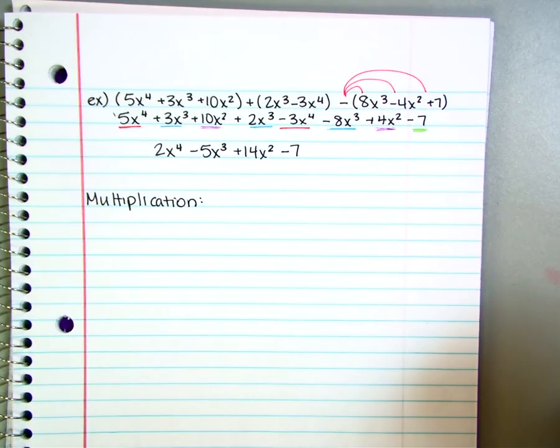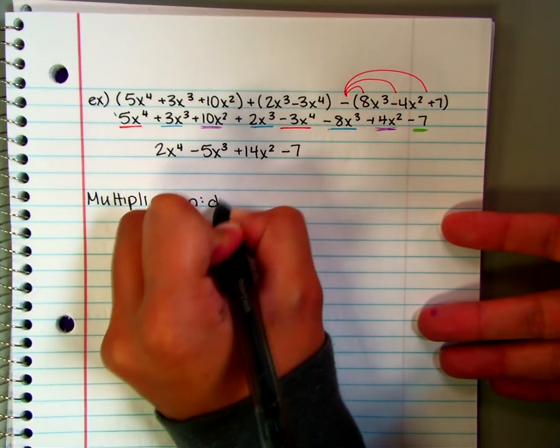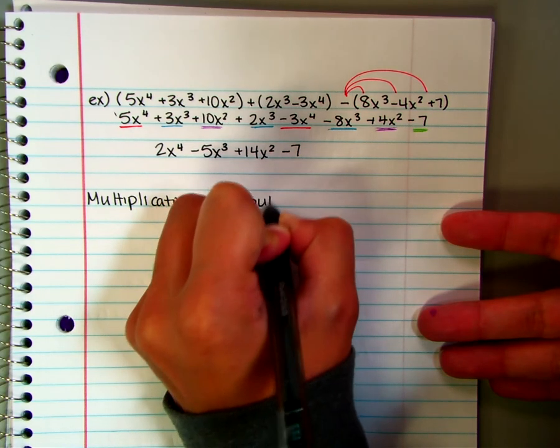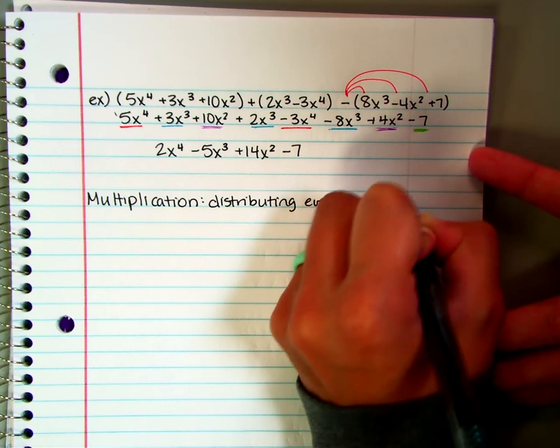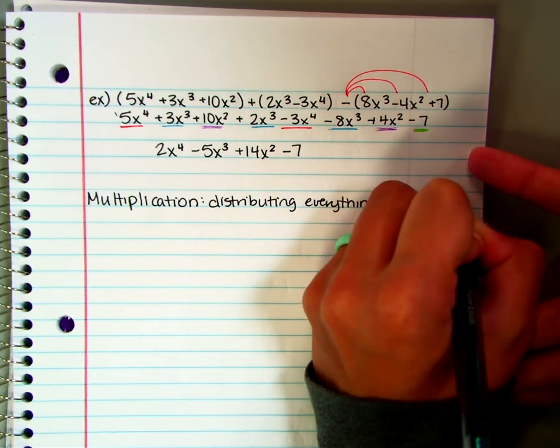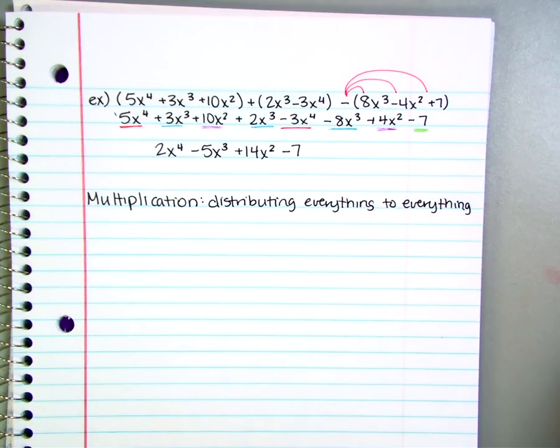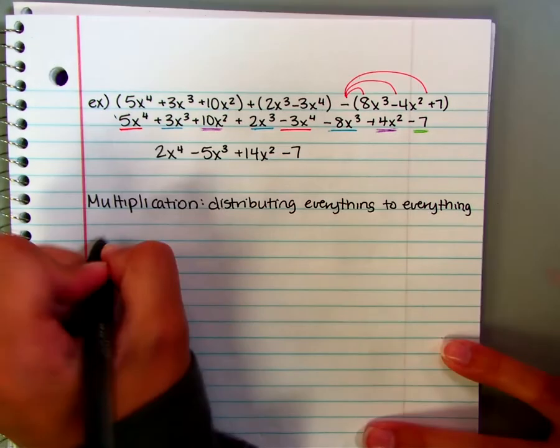Now, the super simple version is basically distributing everything to everything. And you could also look at multiplying as reverse factoring. You could also look at multiplying as using your product rule and the exponent rules. I personally like multiplying. It's very pretty and easy, and you get to draw a bunch of lines everywhere.